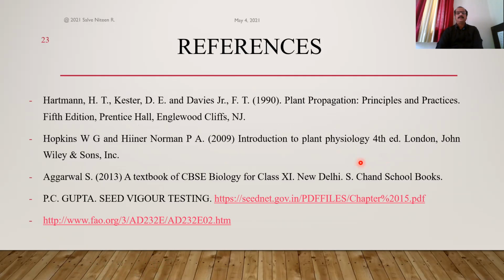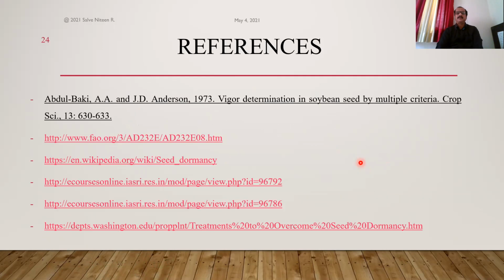Again, these same references, seed dormancy and seed germination, many references you can see here.